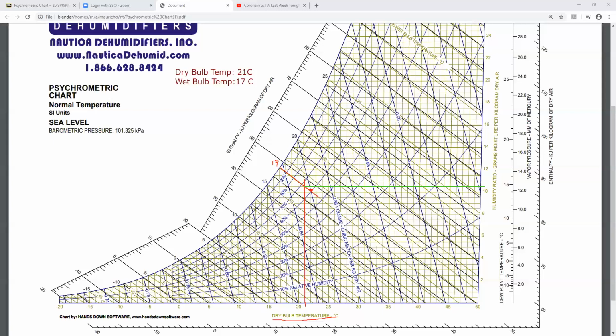Okay, so let me type that. W, or the humidity ratio, would be equal to 10.5 grams of water per kilogram of dry air. All right.